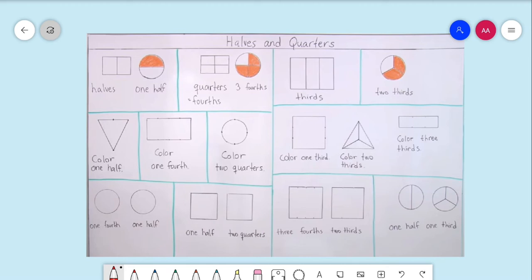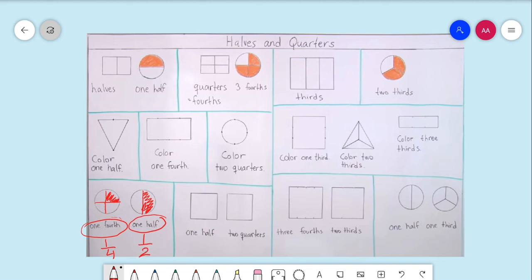Okay, now a circle has been given and you've been asked to color 1/4 of the circle. It means you need to divide this circle into 4 portions and color 1/4. So this is 1/4 of the portion: total 4, and 1 you have to color. The second circle has been asked to be colored 1/2. So 1/2 means you divide your circle into 2 portions and then color 1/2. Right? So this is 1/2.